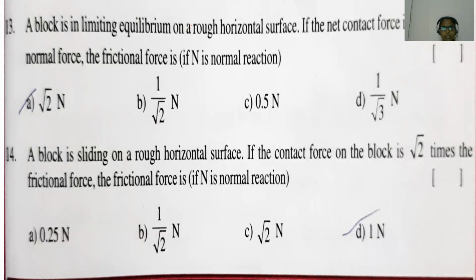Yeah. See, children. Next question. First read the question. A block is in limiting equilibrium on a rough horizontal surface. If the net contact force is √3 times the normal force, the frictional force is, if N is the normal reaction given. Understood, children? Let us analyze.